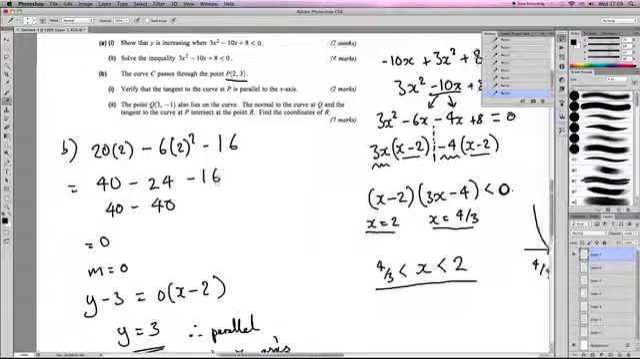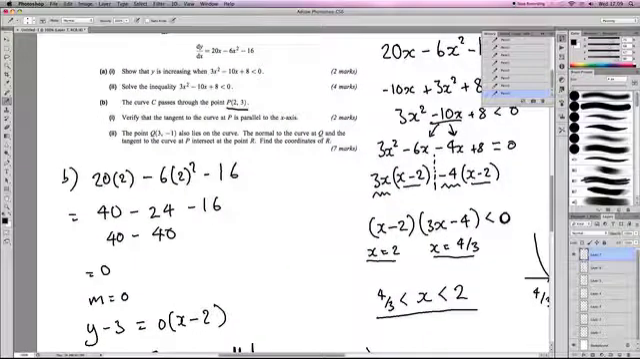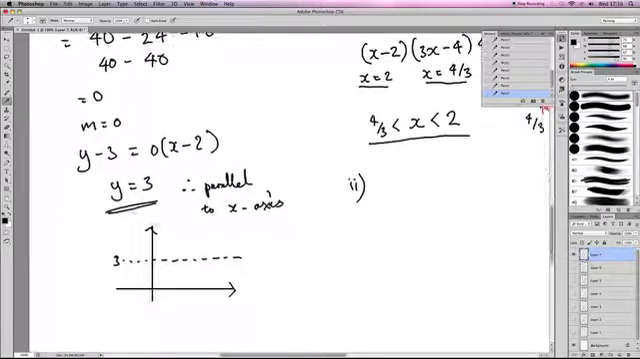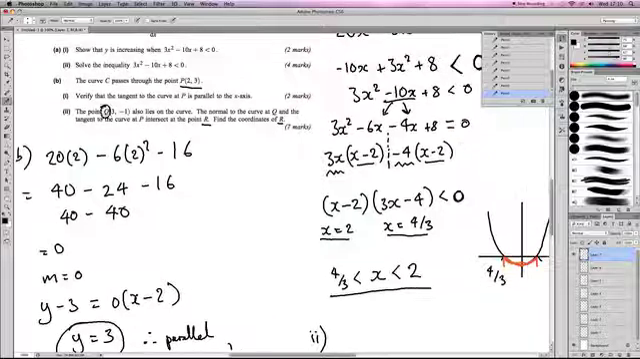So that's part 1. Part 2 is something really bad. Point Q, 3, minus 1 also lies on the curve. The normal to the curve at Q and tangent at P intersect at R. Find coordinates of R. Brilliant. Alright, so we got this equation already. And now we need to find the equation for Q. So we need to substitute 3 into the equation.